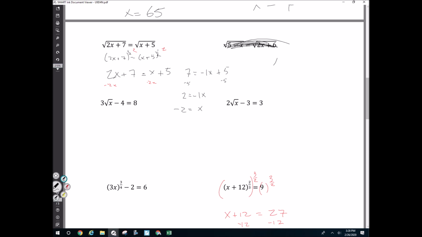What if I give you x cubed plus 2 equals 27? Sorry, 29. Please replace this equation with this equation.